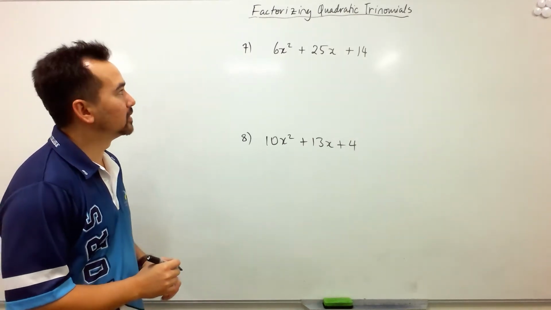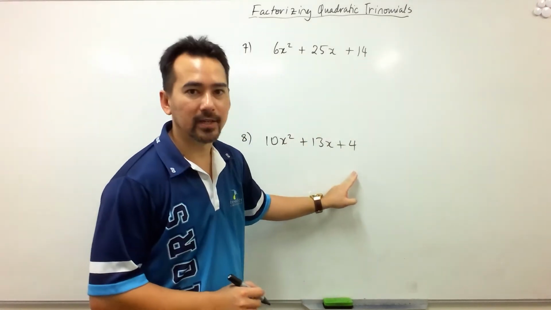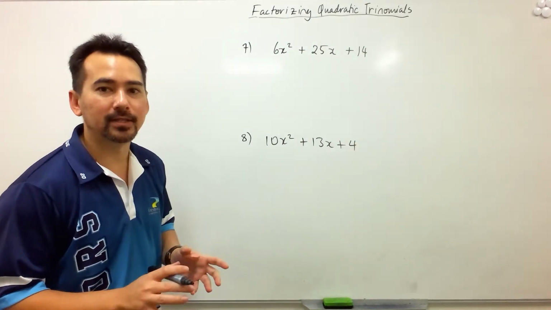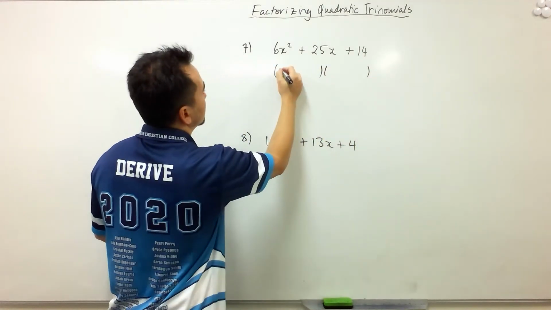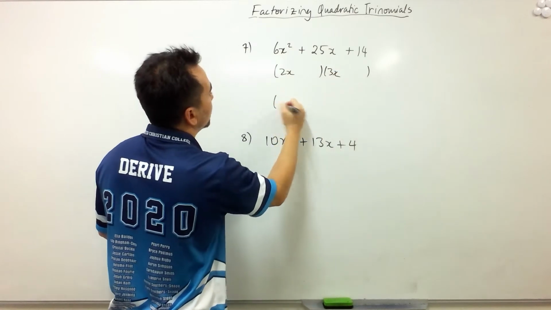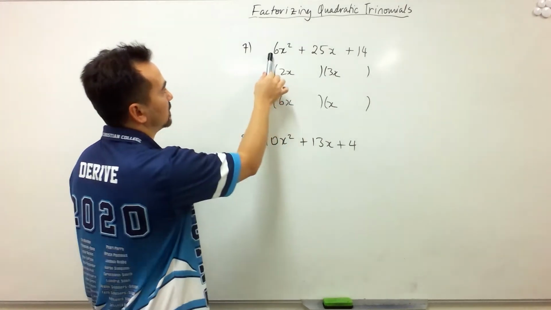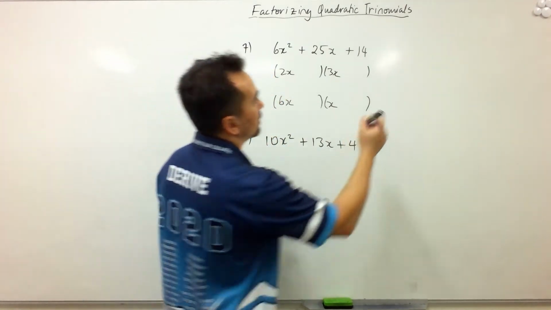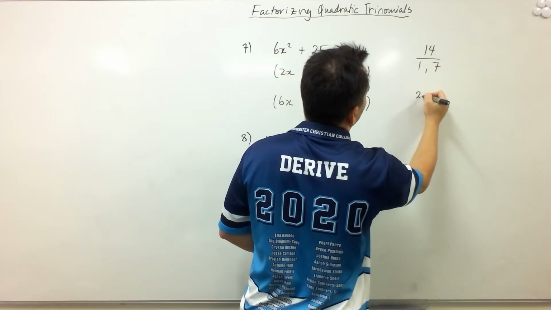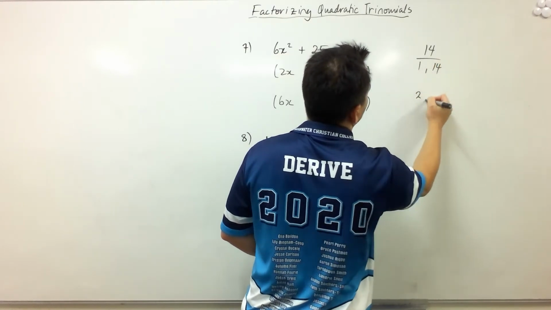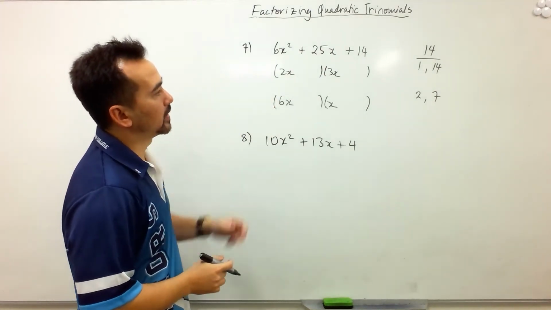Okay, let's try some questions where the leading coefficients are both even and the constants are also even. So we've got a few different possibilities to consider. With the 6x squared, we could get a scenario where we have 2x times 3x, or it could be that we have 6x with 1x. Okay, 6x times x is also 6x squared. Looking at the 14, I could have 1 with 7, or I could have 1 with 14, or 2 with 7. Okay, so let's say we start with the 2x and 3x.